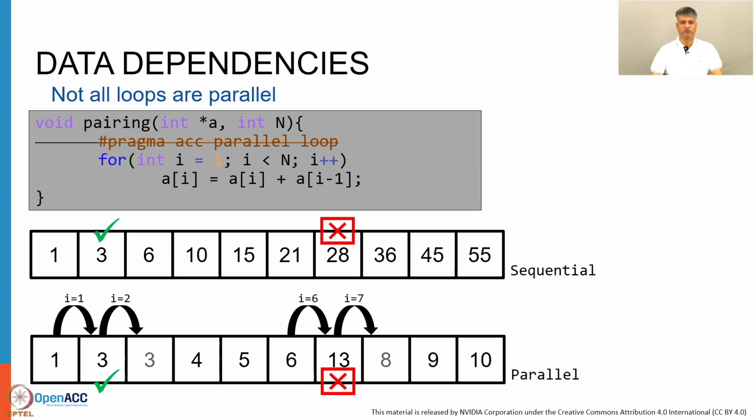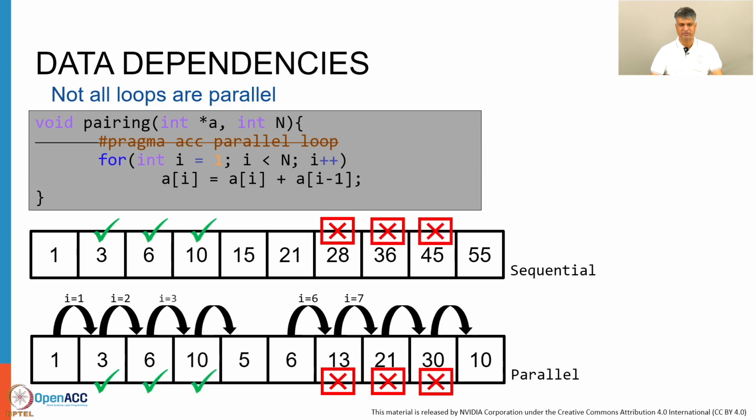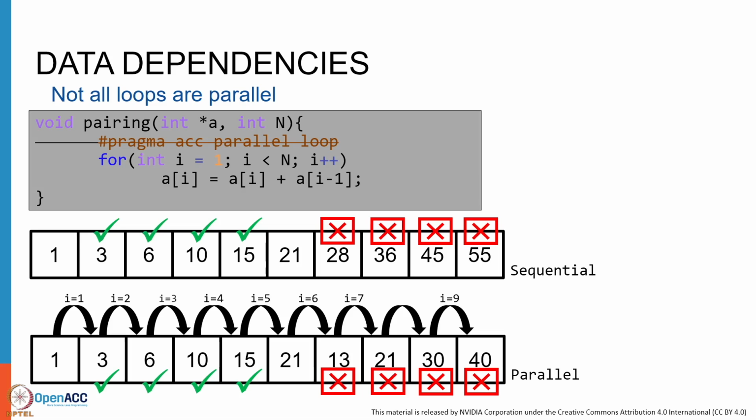Similarly, when you go through the iterations, what you're going to see is that the first half of the array is going to result in correct answers, but the second half of the array is going to end up with incorrect answers. So this is something which we really need to take care of when we are doing directive-based programming. We have to really take care of the data dependencies. We had seen the same sort of issues when we were doing OpenMP programming as well.